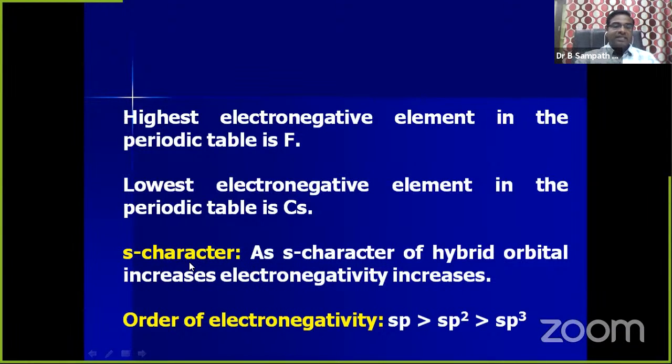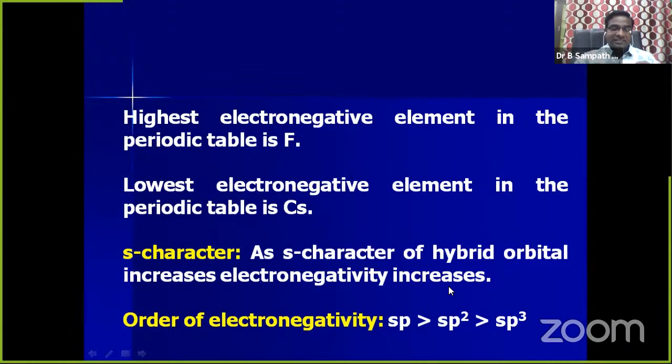Right. Next, S character. Let us see what S character is. See children, in hybrid orbitals, these are the hybridizations we will discuss in the next chapter, chemical bonding. Here hybridization sp, sp2, sp3 we know very well. As the S character of hybrid orbitals increases, electronegativity increases.